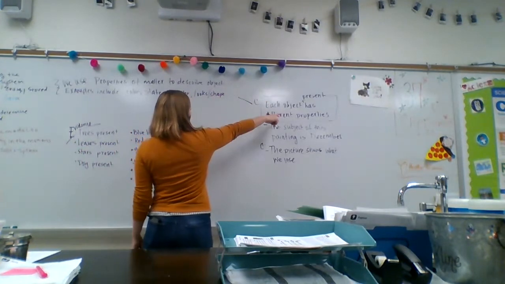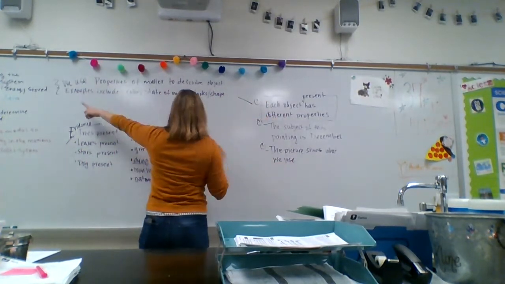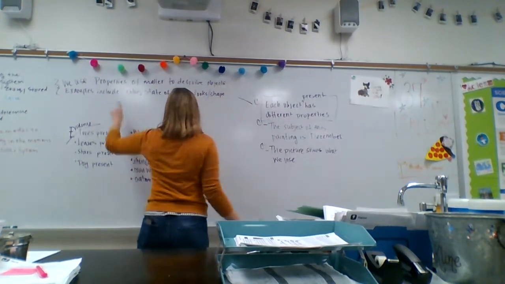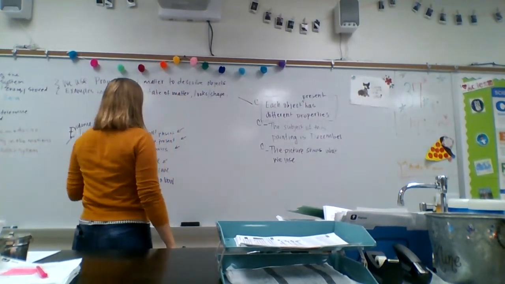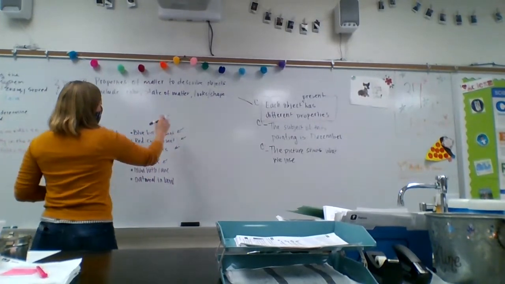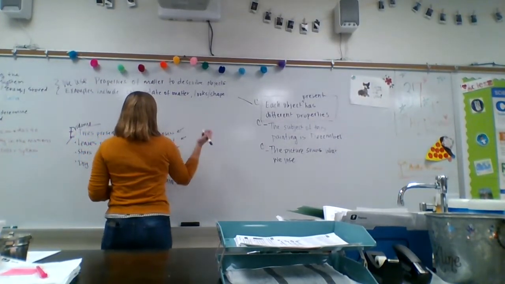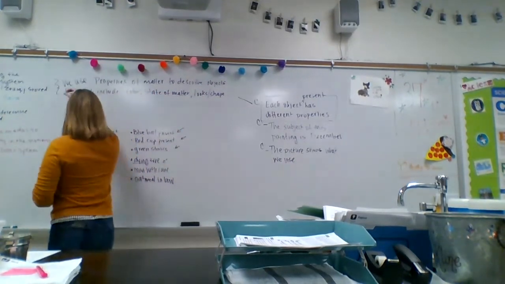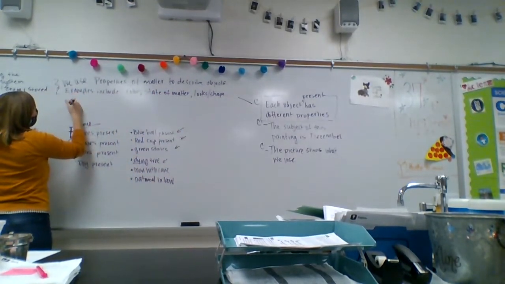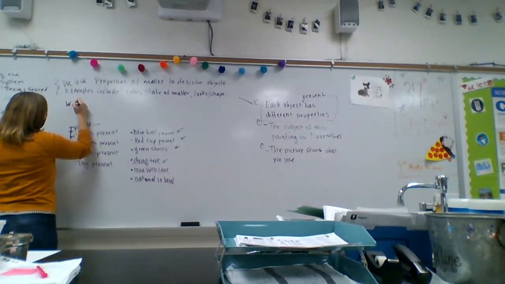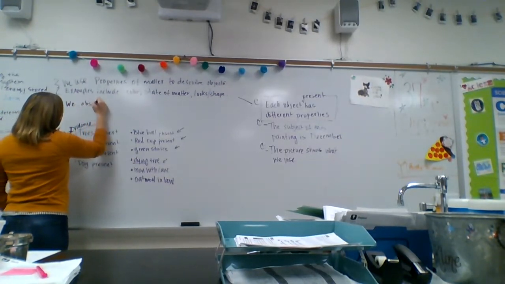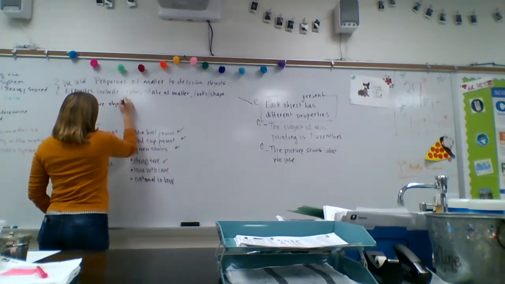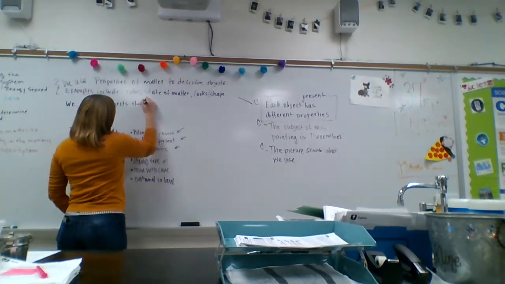We've got each object present has different properties. We use properties of matter to describe objects. Examples include color, state of matter, looks, or shape. What are we observing here? So what's our evidence? We observe objects that are what?